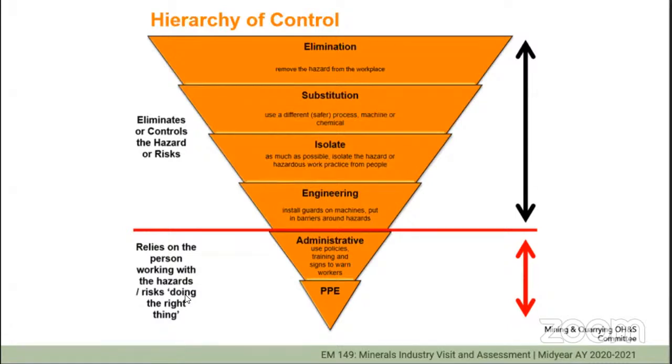This is where our safety rules and regulations come in. For administrative controls, earlier some of you mentioned policies, trainings, and signs to warn workers. The hazard and the risk are very much still there, and it relies on the person to follow the protocol. And lastly we have PPE. It depends on the person whether he will wear proper PPE or not.